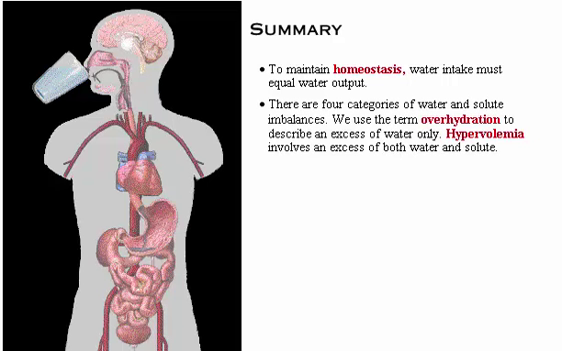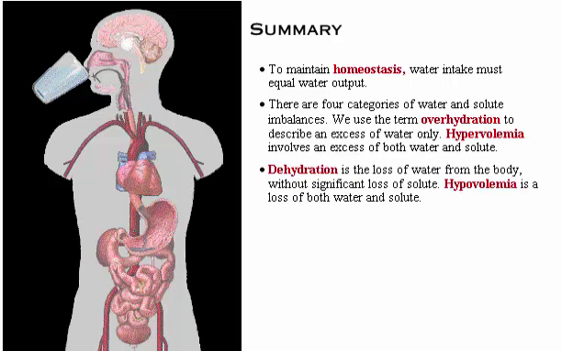Water balance is maintained within a narrow range by negative feedback loops involving the hormones ADH and aldosterone, as well as the thirst mechanism and the sympathetic nervous system. To test your knowledge, click the quiz button to go to the self-quiz.